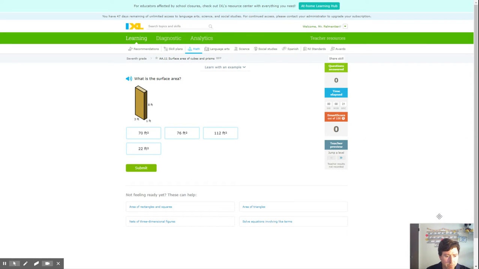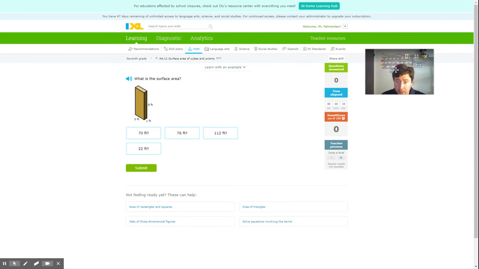So this is for your IXL on Friday, which is AA.11 surface area of cubes and prisms. Now, surface area is where you find the area of each surface on the three-dimensional shape. Okay, and then once you find that area, you have to add it together. So we got to do two steps here. First, actually, there's a few steps.